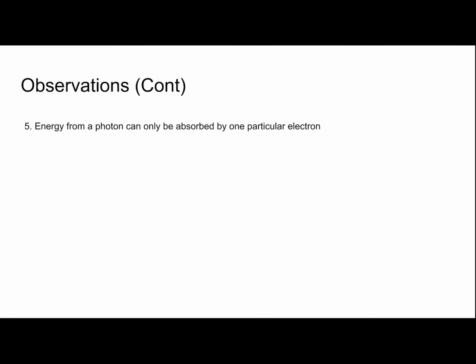Number 6, each metal has a different threshold frequency. So if I had a silver metal and a zinc metal, the threshold frequency needed to eject electrons will be different for each of these metals.